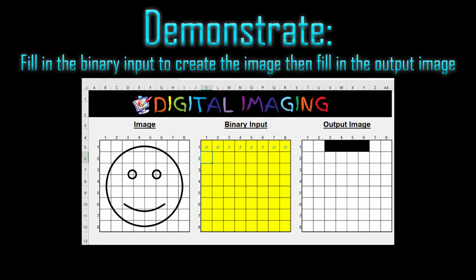After you've filled in the binary input section, you can then move on to the output image section and colour each square or pixel the correct colour, following your code in the binary input box. Remember, 0 equals white and 1 equals black, just like in the video you've just watched. You have 15 minutes to complete this task. Pause the video now.